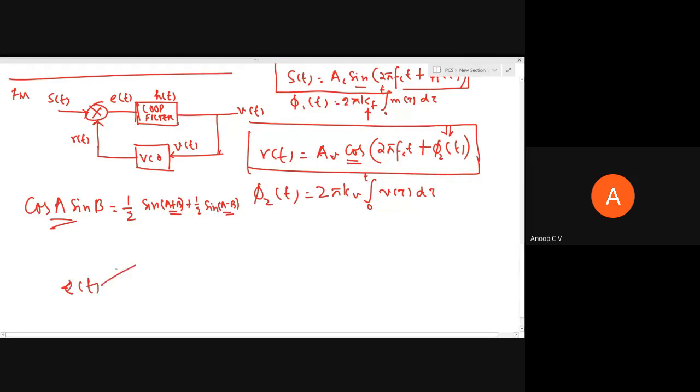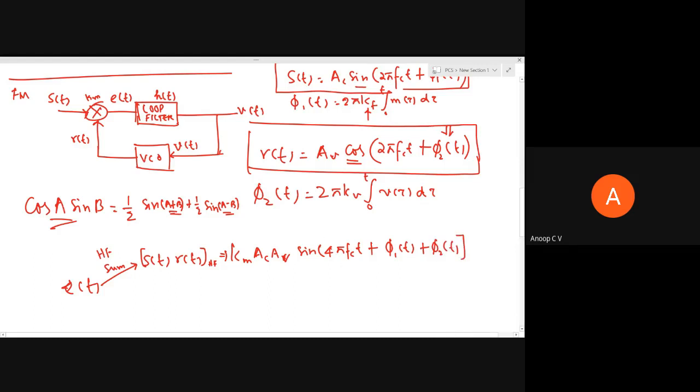One is a high frequency component. Suppose this multiplier has some gain k_m. Then E(t), the high frequency part of S(t) times R(t), the sum part, will be equal to k_m, which is nothing but the gain of the multiplier, times A_C A_V times sine of (2π f_c t plus 2π f_c t, which is 4π f_c t, plus φ1(t) plus φ2(t)). So this is the sum part.